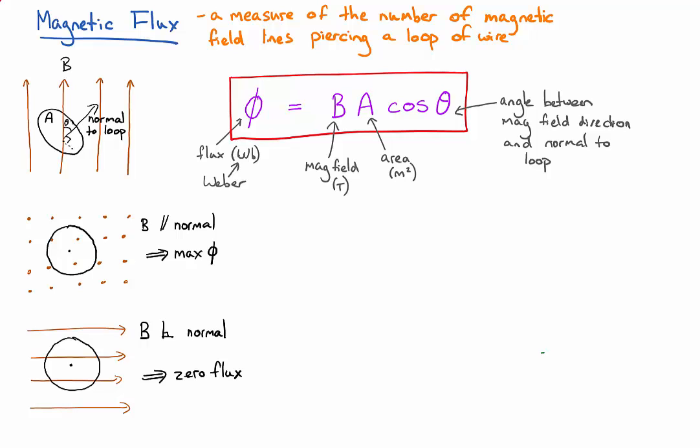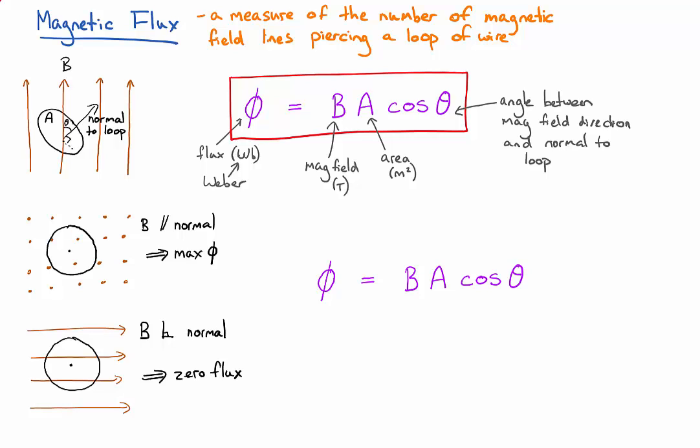Magnetic flux is a really important concept when it comes to Faraday's law. It helps us figure out how big the current is going to be, or how big the voltage is going to be, which is induced in a loop of wire.